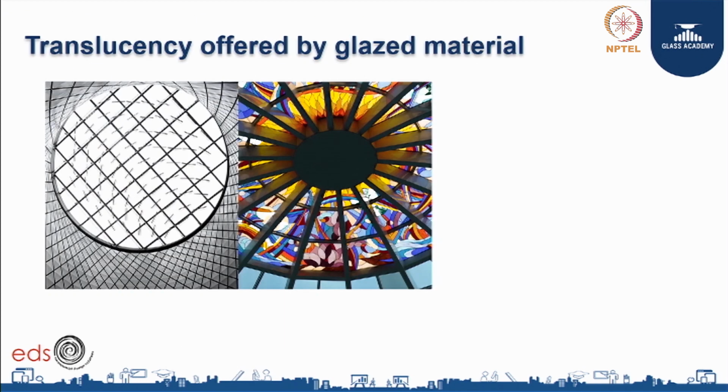The translucency offered by glazing material is also very important, because the top of the atrium is where the light comes from. So, the skylight on the right has a stained glass and it gets in much less light compared to the one on the left. Therefore, if we have the same amount of overall light that we want inside, we'll need a larger area in the second case.